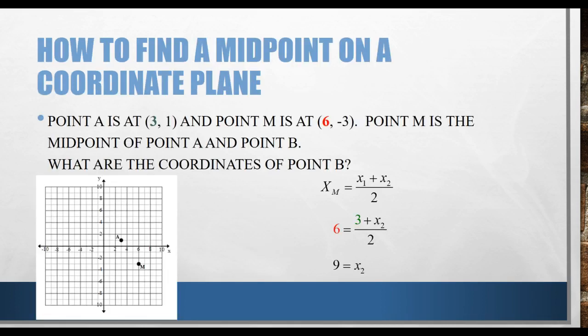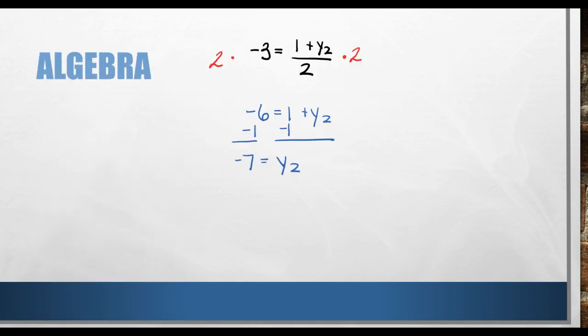What I would like for you to do, now that we know that our x2 is 9, is focus on finding the y coordinate. So just with our substitution, you should have negative 3 equals 1 plus y2 over 2. And when you solve, we get y2 is negative 7.